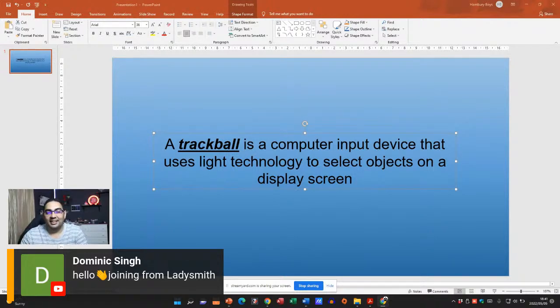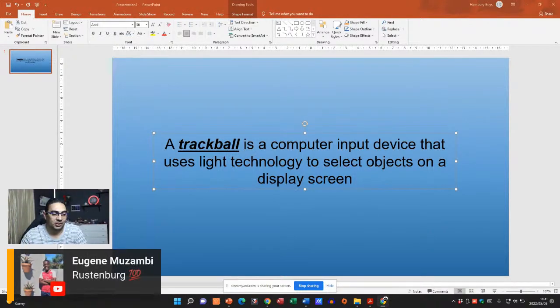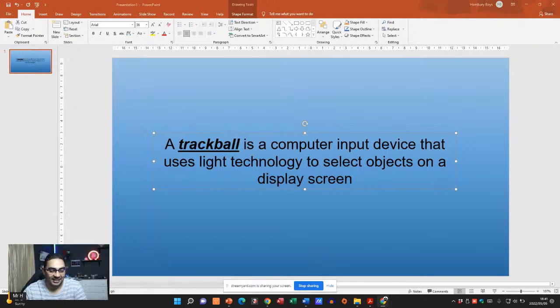Dominic, hi there. And Lady Smith, nice to have you with us. Eugene, lovely. Rustenburg, okay, representing there, guys.